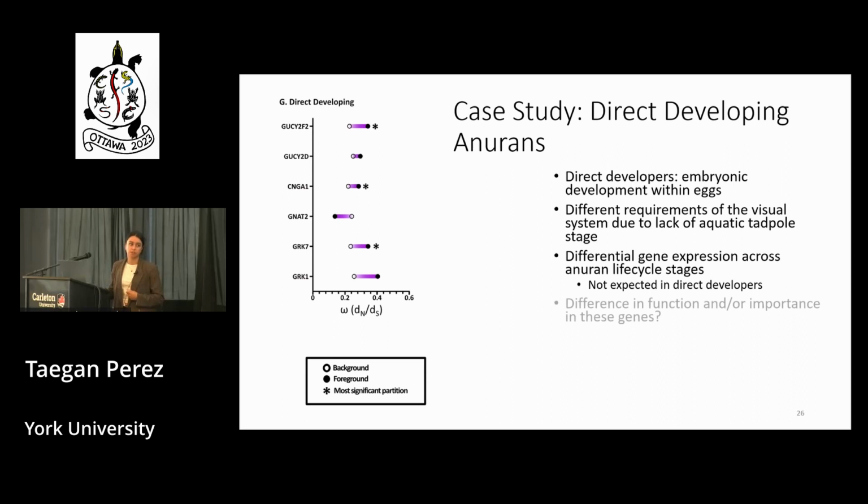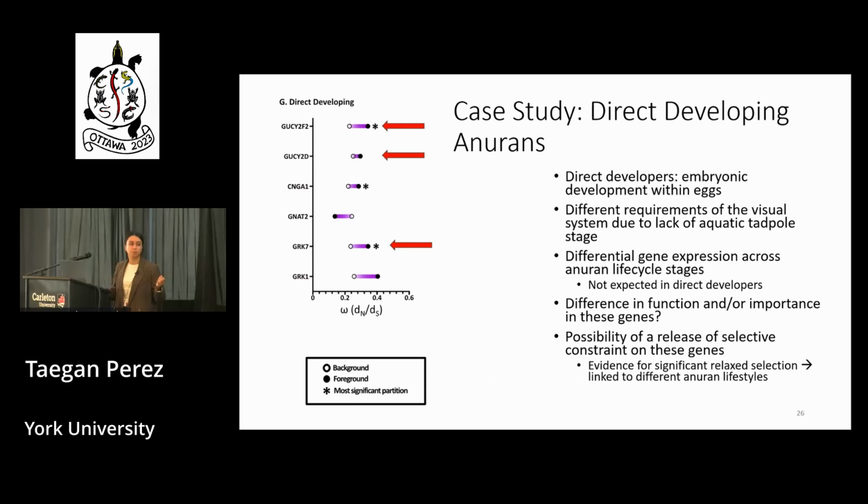So we wanted to know if the differences we're seeing here could be explained by a potential difference in function or importance of those genes in these species. When we look to see if there's a release of selective constraint on these genes, we do find evidence for that in at least three of these genes. So we think the reason we're seeing a difference in these species is because there's a different requirement of these genes in species that do not have an aquatic tadpole stage.